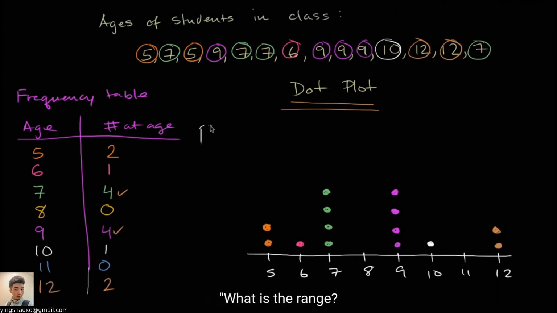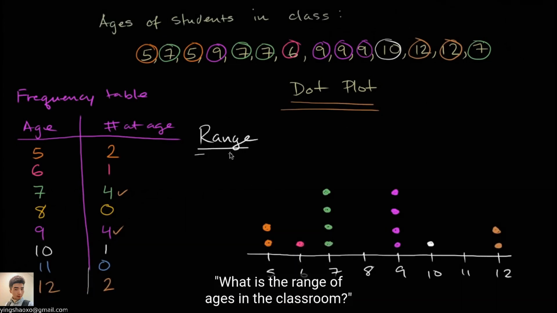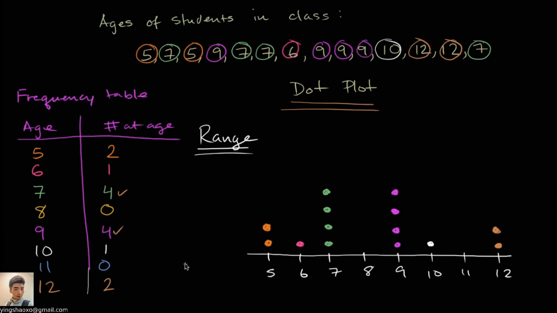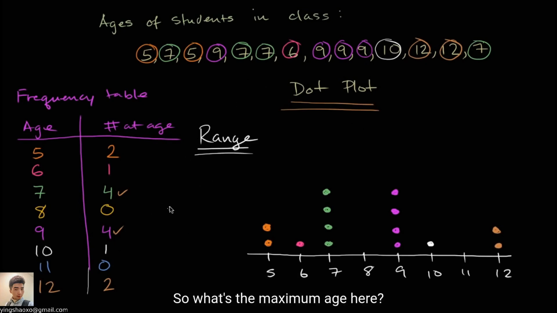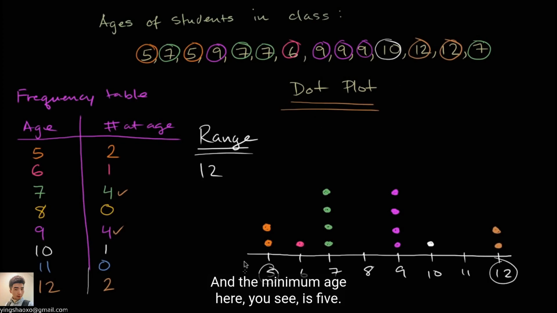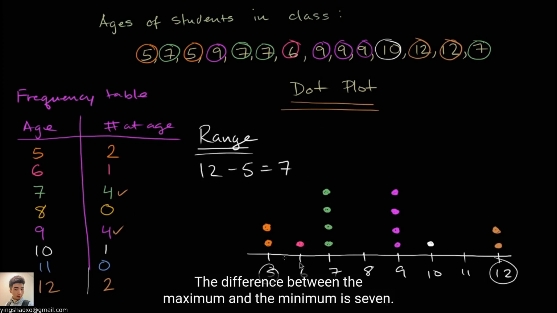We can ask ourselves, what is the range? What is the range of age? And this is once again where maybe the dot plot jumps out at you the most, because the range is just the maximum data point minus the minimum data point. So what's the maximum age here? Well, the maximum age here, we see from the dot plot, is 12. And the minimum age here is 5. So there's a range of 7. The difference between the maximum and the minimum is 7.